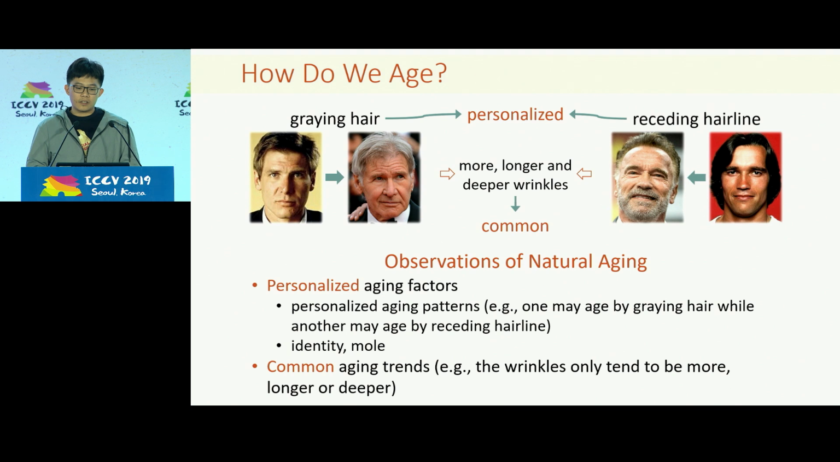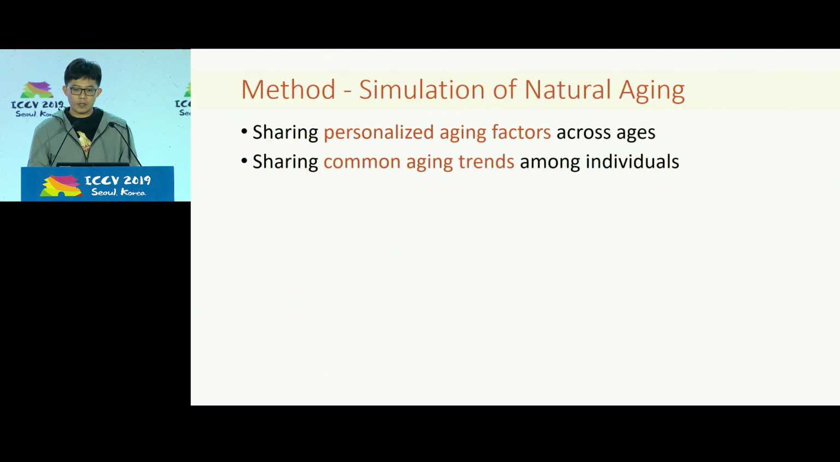Therefore, we have a basic but very important observation that the natural aging of the human face contains two key elements. The first is the personalized aging factors, which describe one's unique aging manners. And we believe these personalized factors are encoded in our genes, which would not change during our whole life. The second is the common aging trends, such as deeper wrinkles and looser skin, which are followed by all of us. Therefore, based on this observation, we propose a method to simulate the natural aging of the human face. First, our model shares the personalized aging factors across ages. Second, our model shares the common aging trends among individuals.